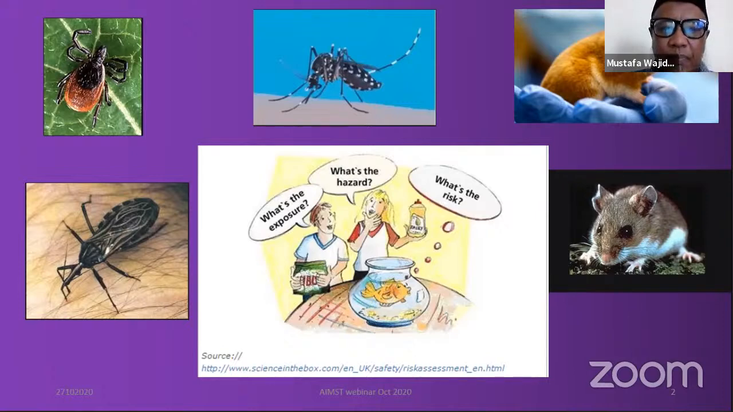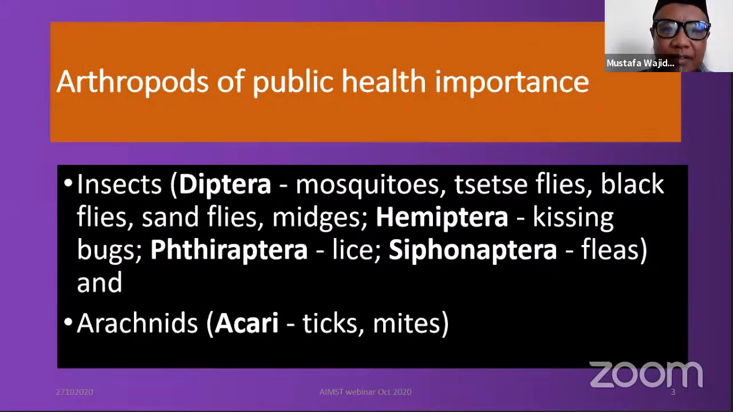It could be the insects or the pathogens that they carry, because usually they're not just examined or studied per se. And then what's the risk? Just to give you some background, maybe some of you are not so familiar with arthropods. We have insects, and they include the mosquitoes, tsetse flies, which we don't have here. And then we have the sand flies, flies, fleas, and also arachnids, the ticks and mites, which are also vectors of some diseases.